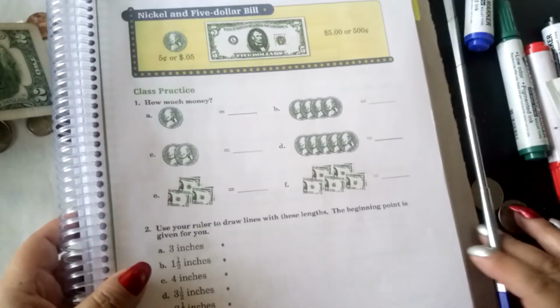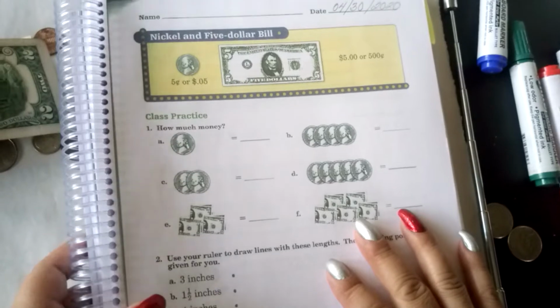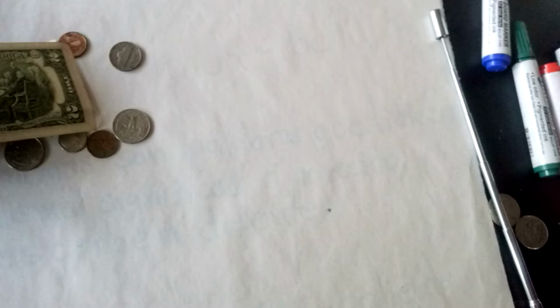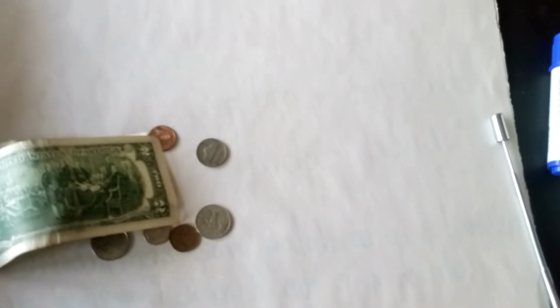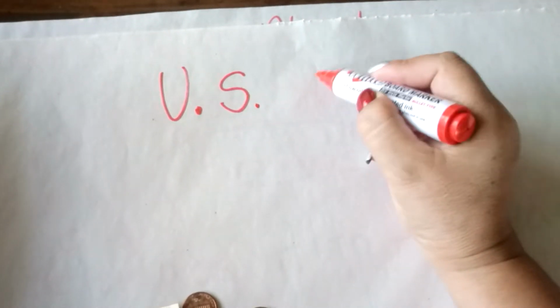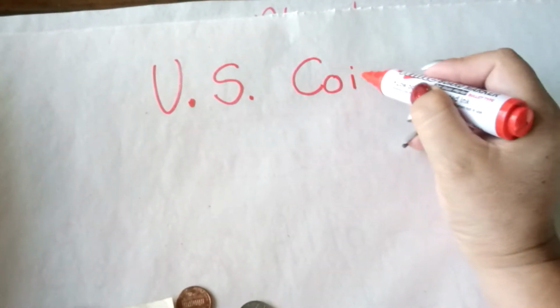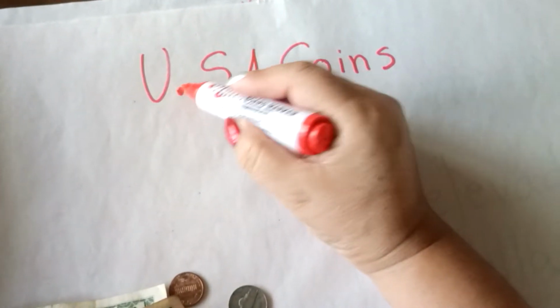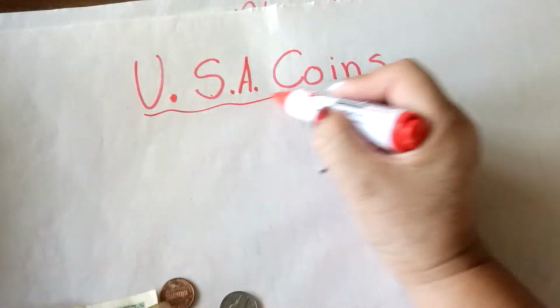Today we will talk about nickel and $5 bill. Before we talk about the nickel and $5, we will do a little review. Do you remember the coins? And do you remember the USA coins? We already checked it and we will do a review. USA coins means United States of America coins, which we will see today.